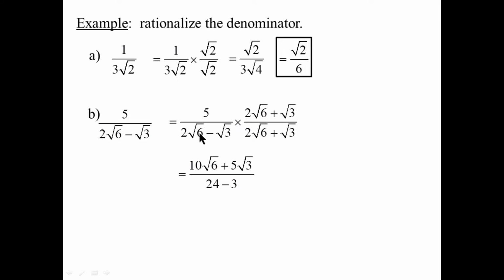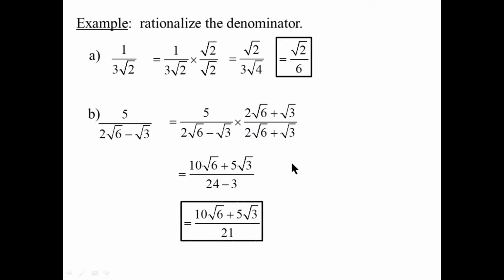Squares, it's going to be 4 times 6, because we know when we square a radical, we remove the radical. So 4 times 6. Subtract, remove the radical, 3. And on the top, 10 root 6 plus 5 root 3, and 24 minus 3, of course, is 21. And look, it's rational. Let's do it again.